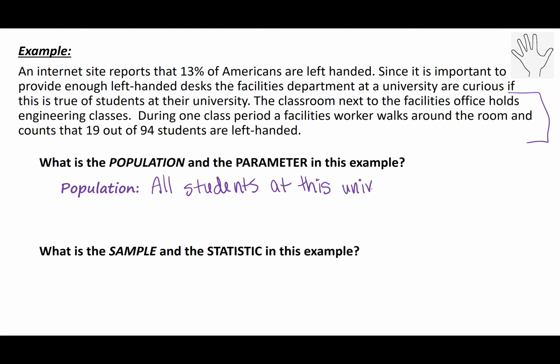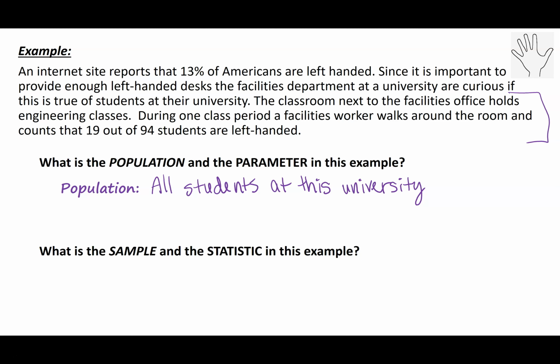You might want to be more specific and maybe say all engineering students. It's problematic they only sampled engineering students. And then here, so what I'm collecting from each individual. So individual 1, left-handed or right-handed. Individual 2, left-handed or right-handed. This is a categorical variable.